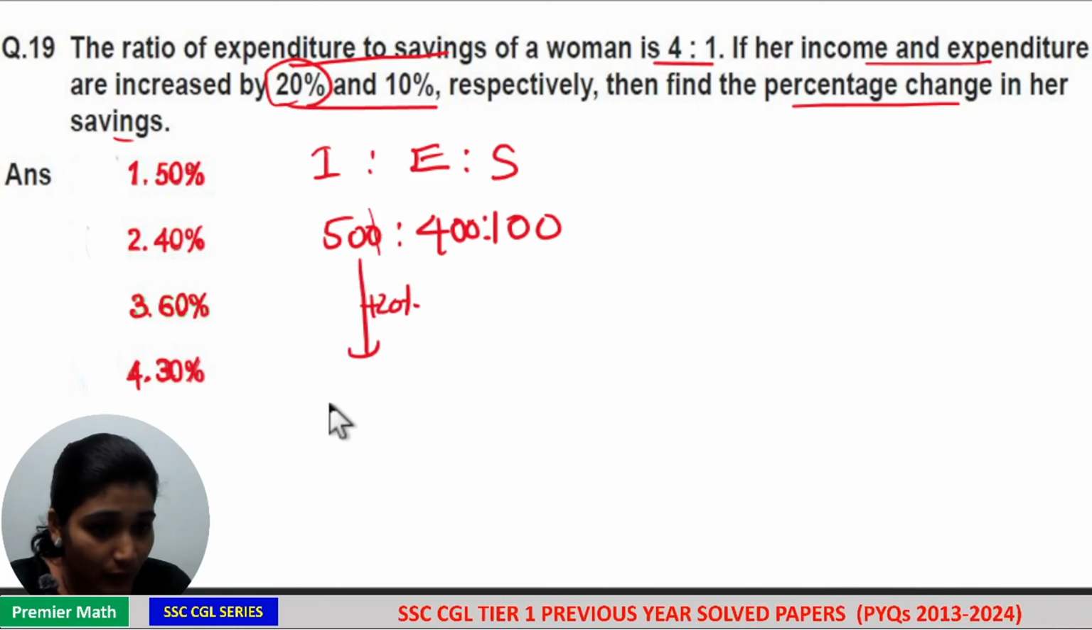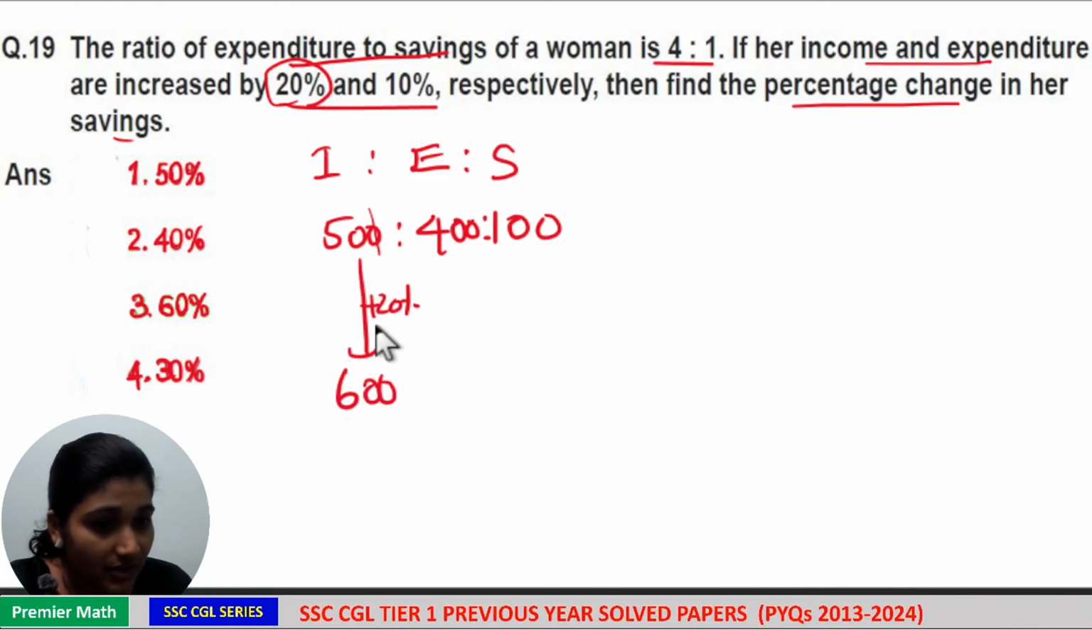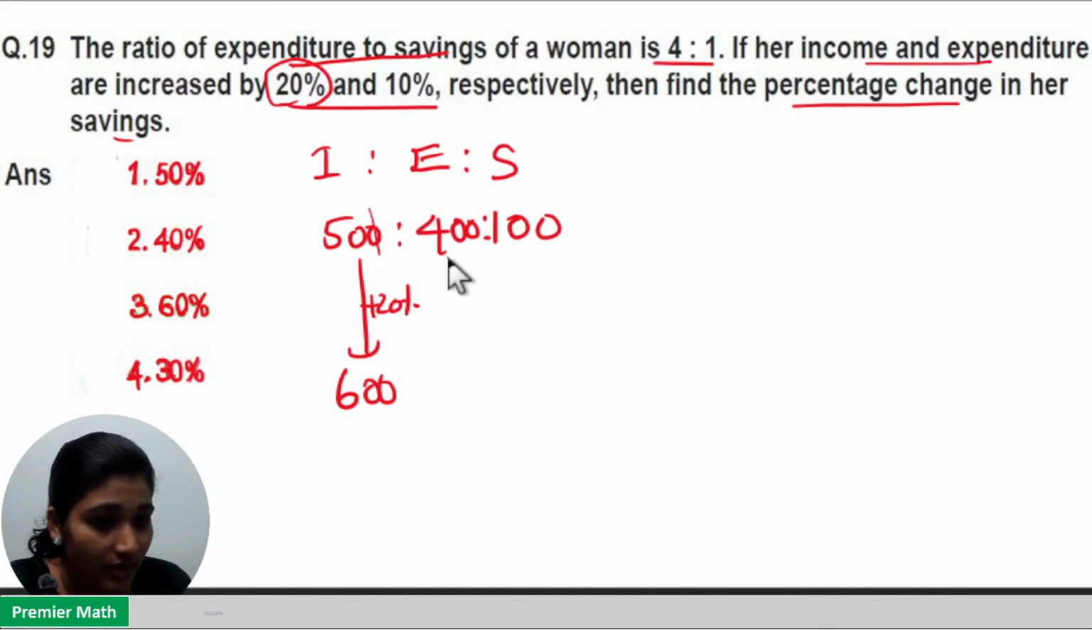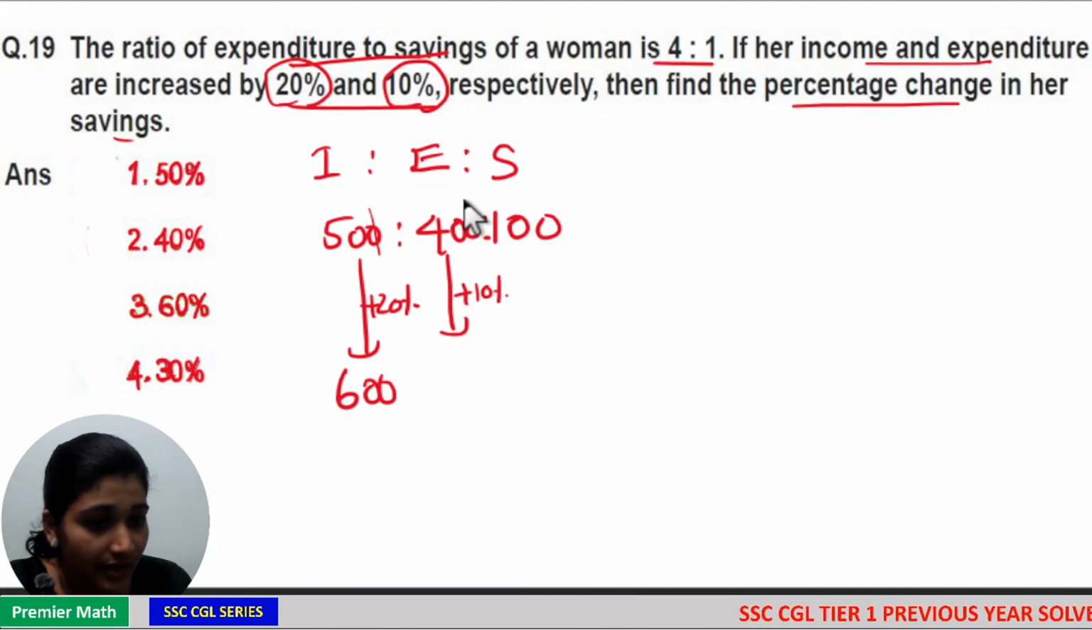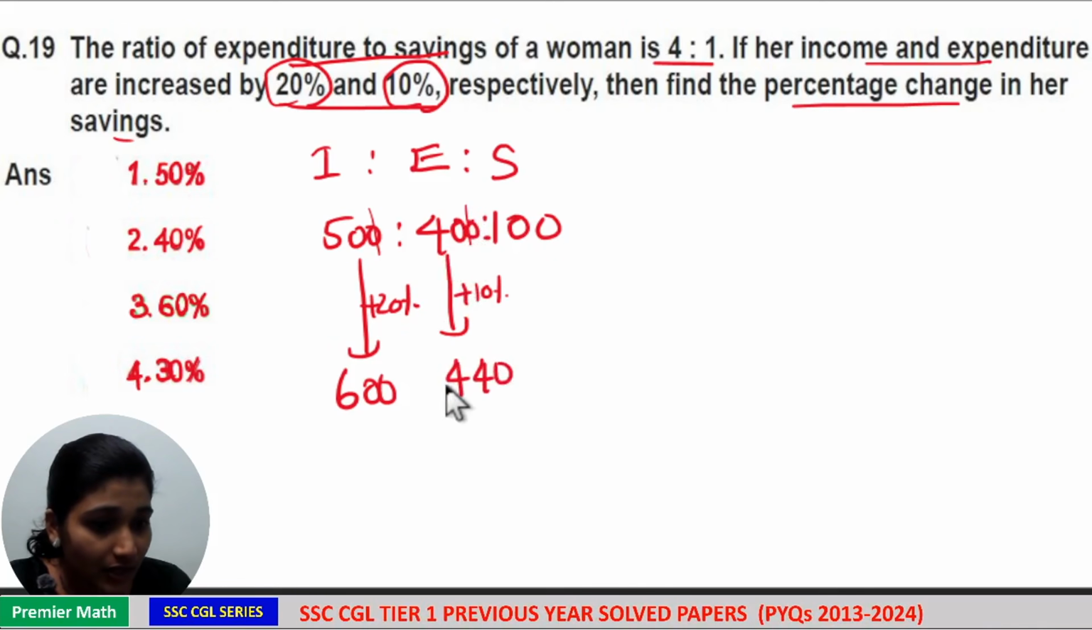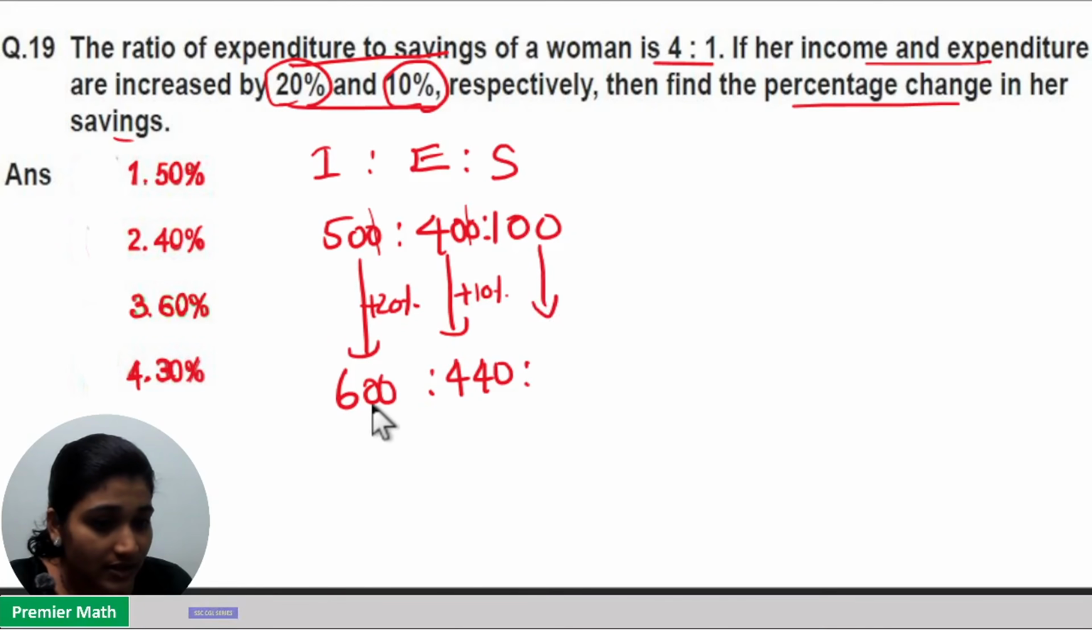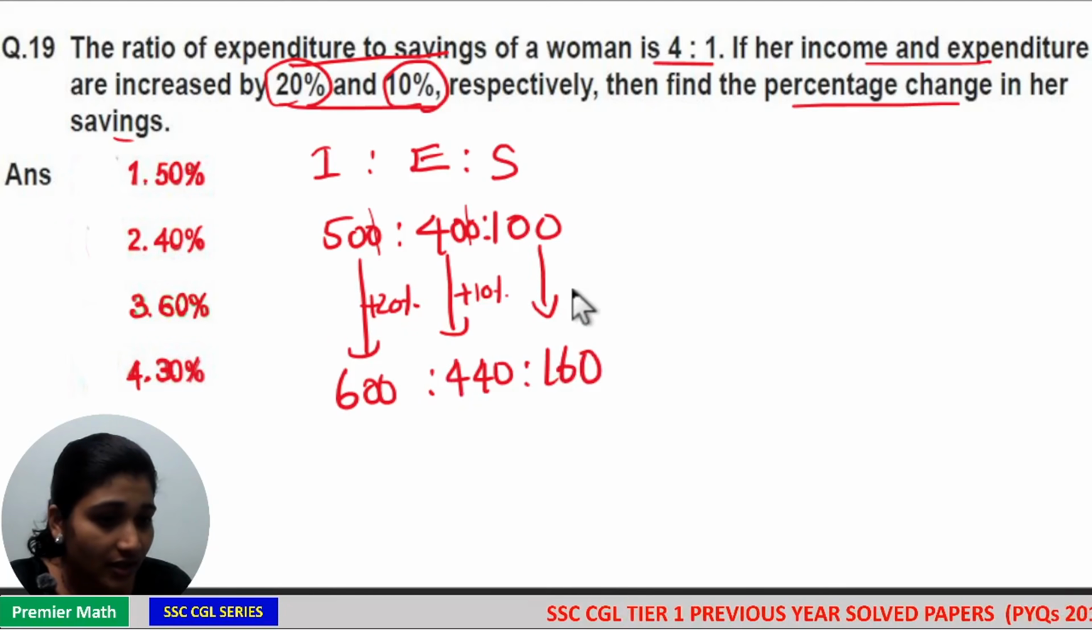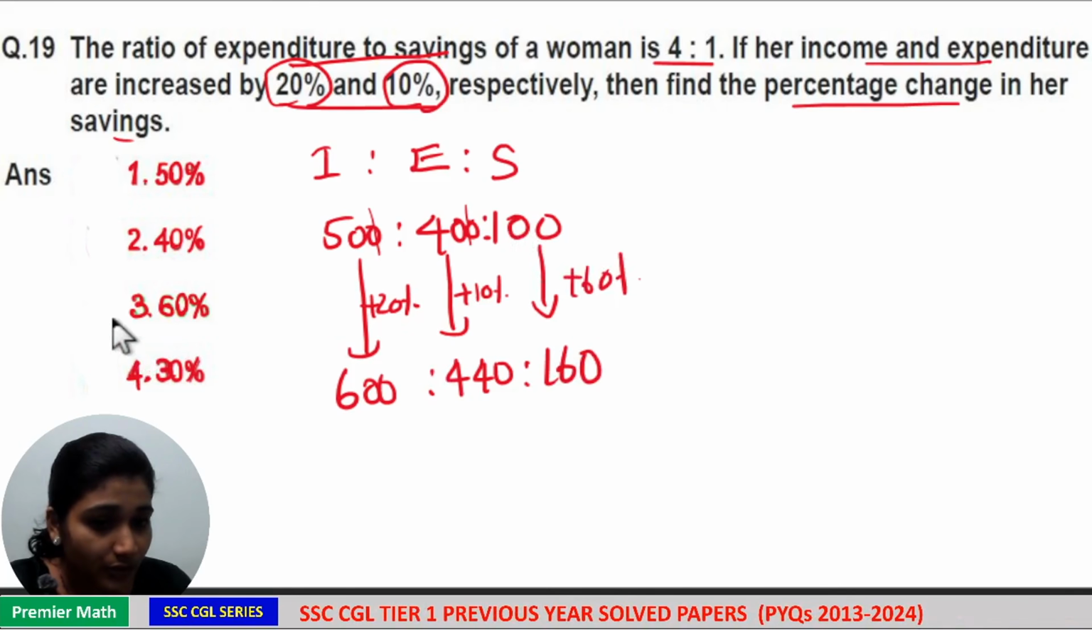Then 20% is equal to 100. So the total increment is 100. 500 plus 100, 600. Again, expenditure increased by 10%. So 10% increment from 400. 10% of 400 is equal to 40. So the increment is 40, which means 440 is the new expenditure, so savings should be 600 minus 440. Income minus expenditure is savings, which is equal to 60 plus 100, 160. So from 100 to 160, a 60% increment. Option 3 is your answer.